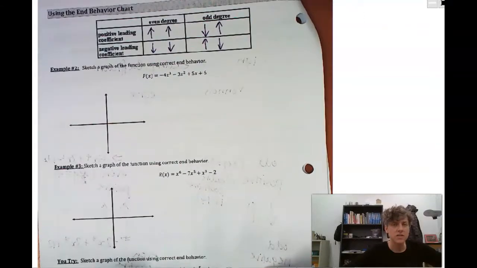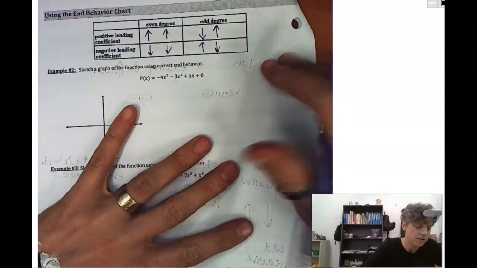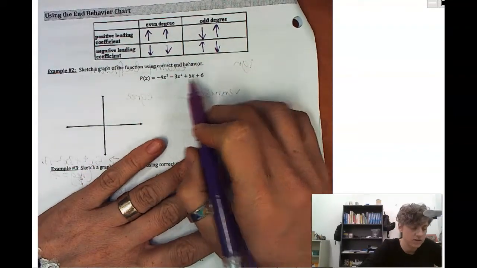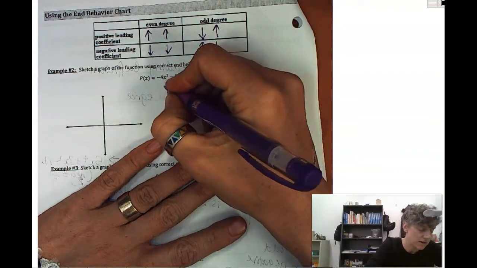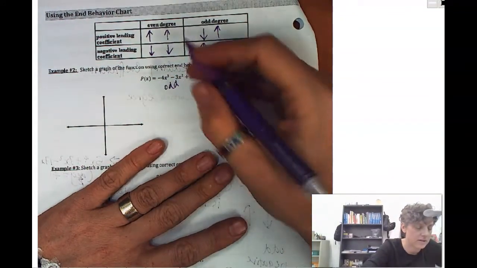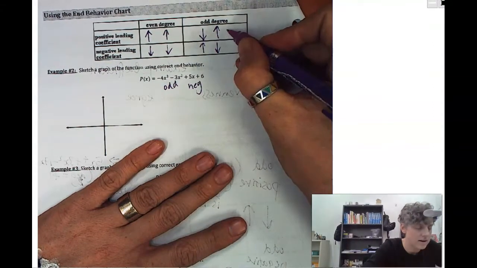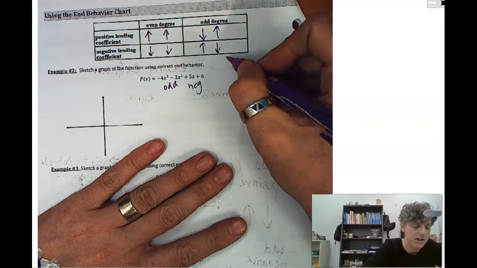We are going to sketch a graph of the function using the correct end behavior. We're in standard form. Great, this is a cubic, so that means it is odd. It's got a negative leading coefficient. So negative, odd, negative: left side's going to go up, right side's going to go down.